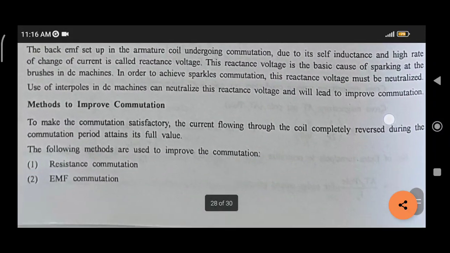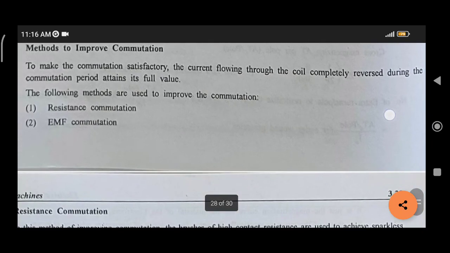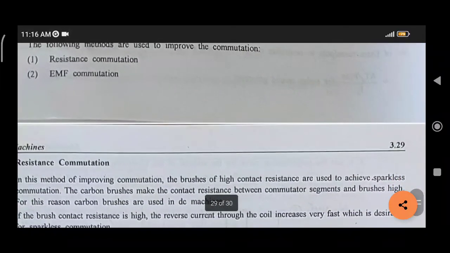Okay, so now how can we improve the commutation? Methods to improve commutation. To make the commutation satisfactory, the current flowing through the coil must be completely reversed during the commutation period and attain its full value. Okay, so the following methods are used to improve the commutation. First one is resistance commutation, second one is EMF commutation.